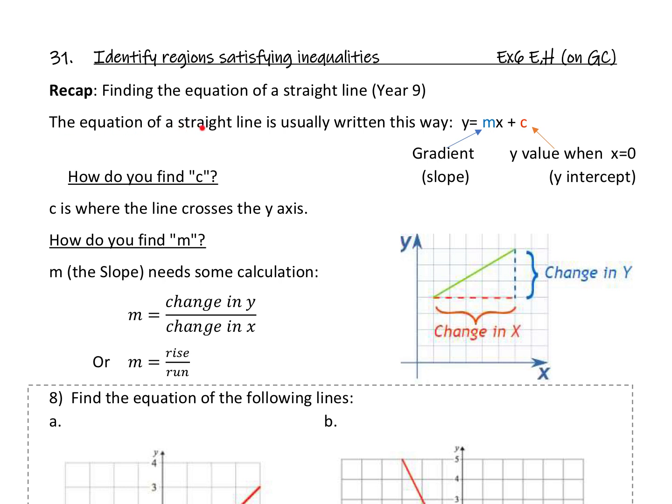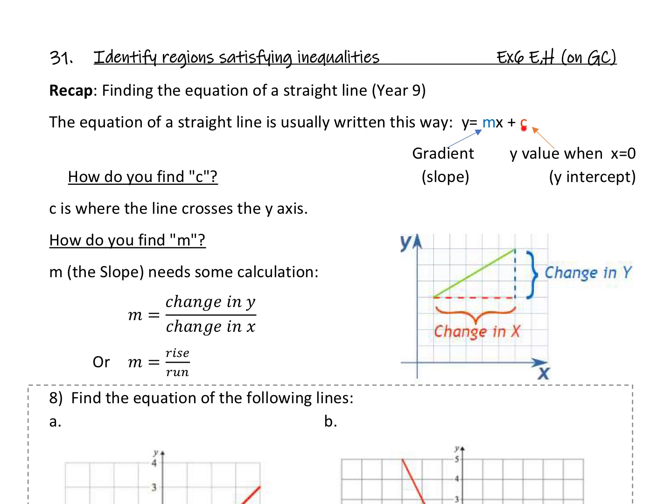The equation of a straight line is usually written this way: y equals mx plus c. The m represents the gradient, the slope, how steep it is, and the c, the number you add on at the end, represents where it cuts the y-axis. That is the y value when x equals 0, or it's formally called the y-intercept.